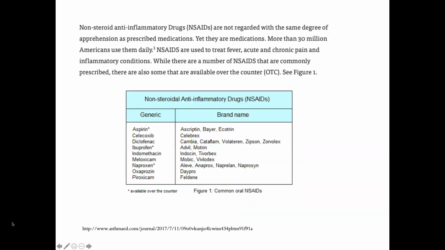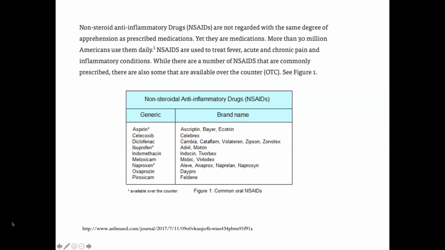So let's talk about non-steroidal anti-inflammatory drugs, or NSAIDs. These are not regarded with the same apprehension as prescribed medications, and yet perhaps they should be, because more than 30 million Americans use them daily. They are used to treat fever, acute and chronic pain, and inflammatory conditions, and many of them are available over the counter, and they come with some issues. So we're going to kind of unpack this.